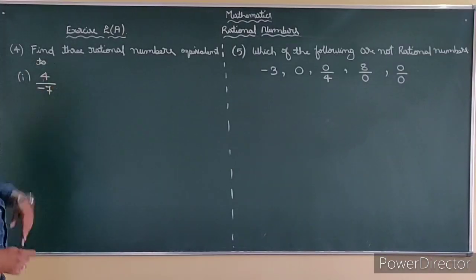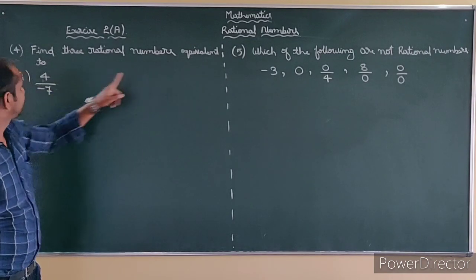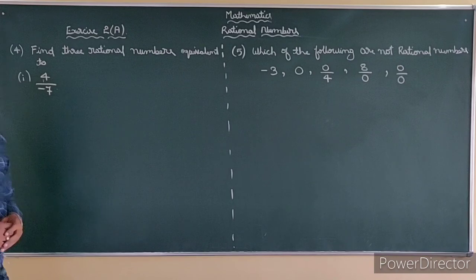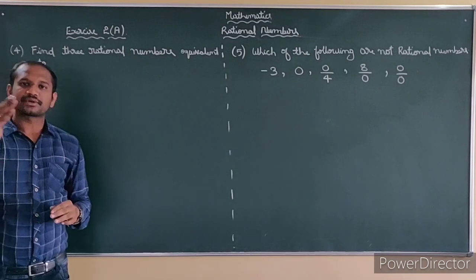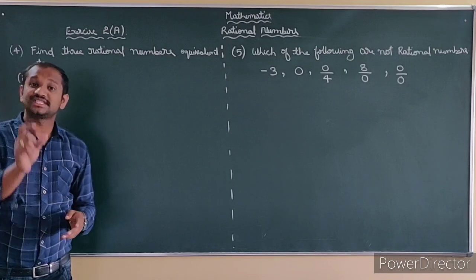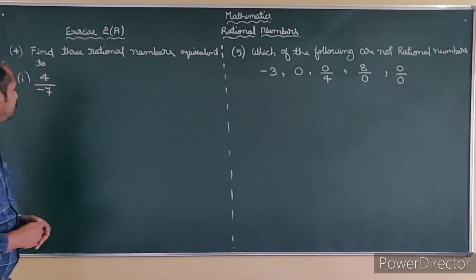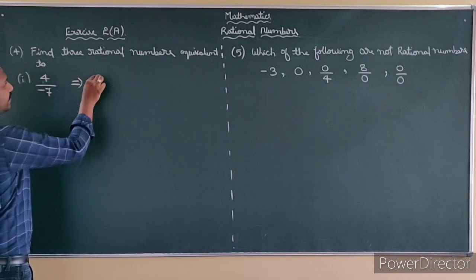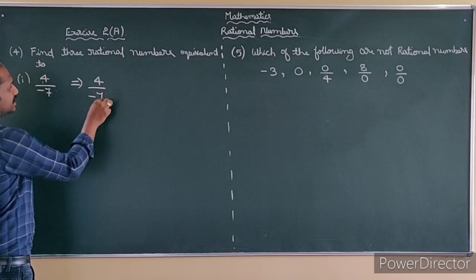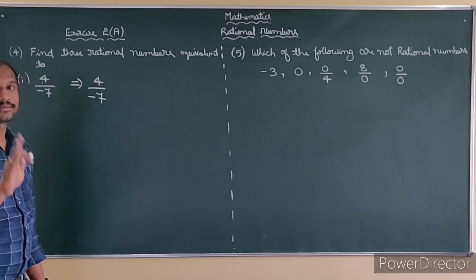Now we have the fourth problem: find 3 rational numbers equivalent to 4 by minus 7. So they will give you one rational number, and we need to write 3 more rational numbers which are equivalent to that. This you have done in the case of fractions also. Now let me tell you. To do that, we need to write the given rational number. First multiply the numerator and denominator by 2.